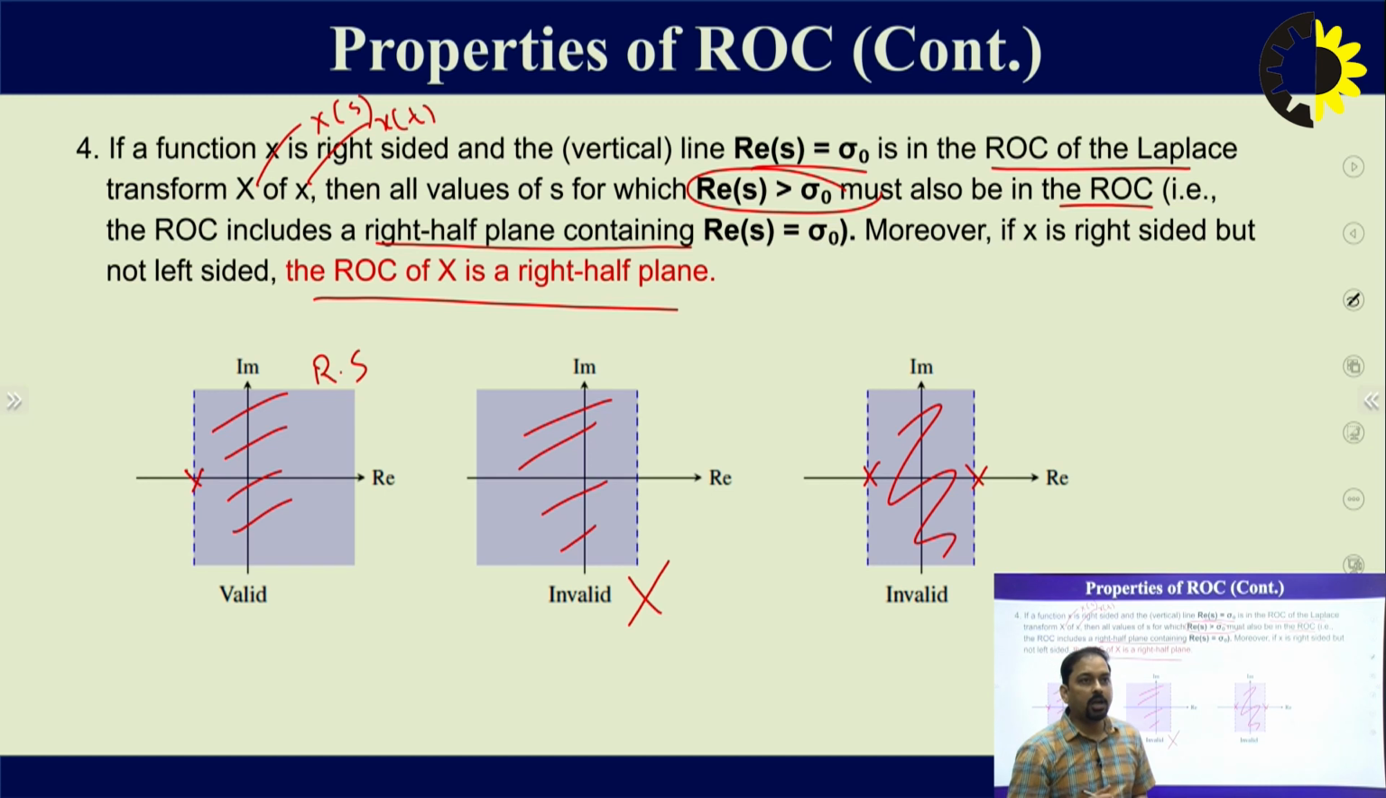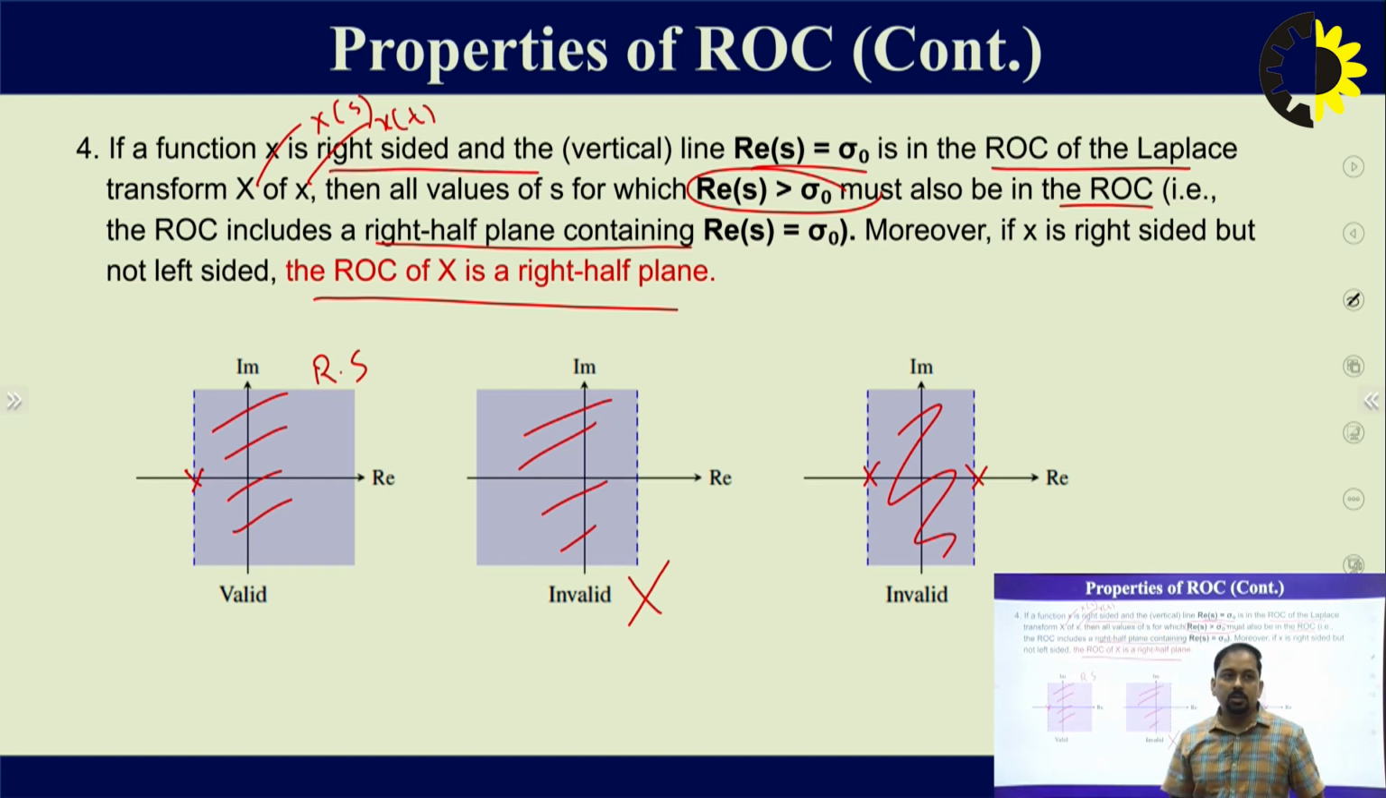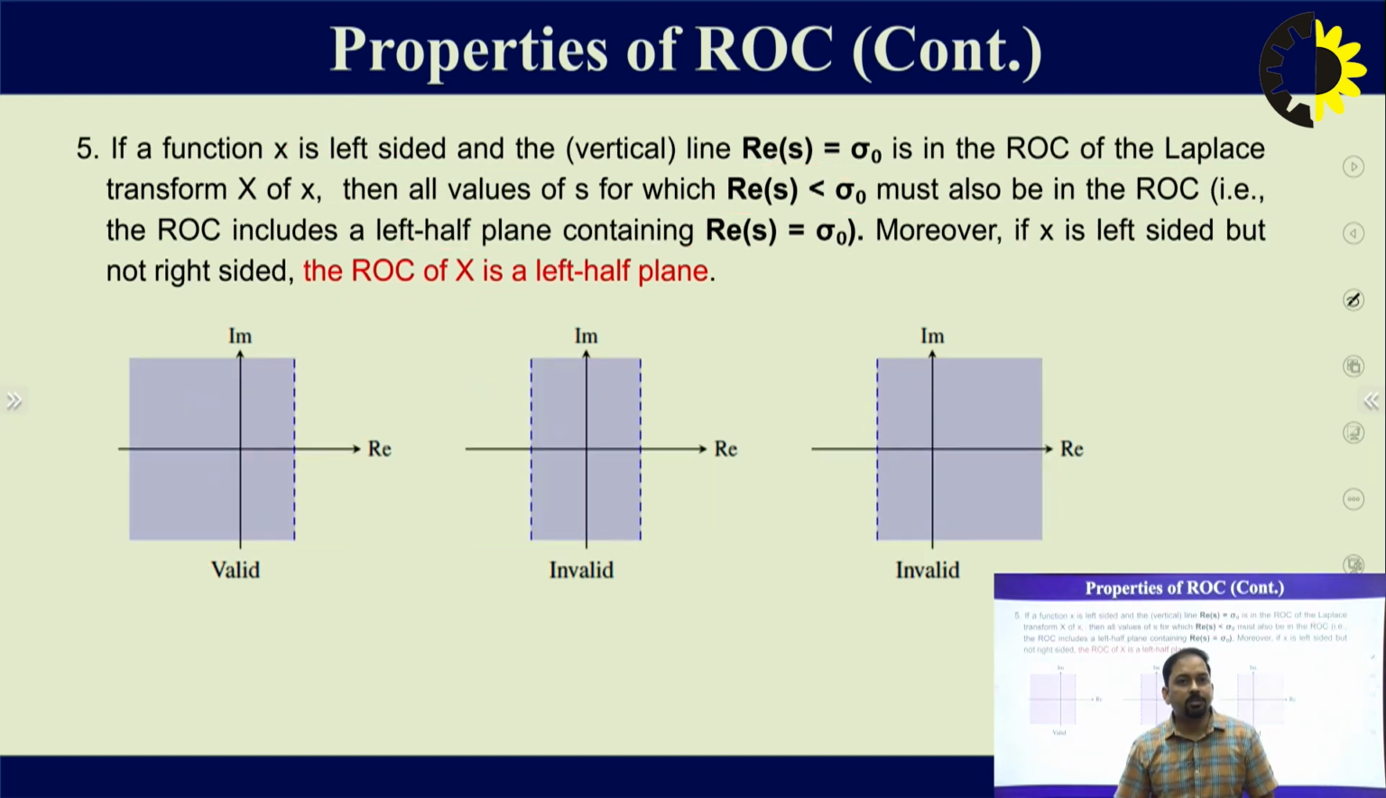But here we are talking clearly about the signal being a right sided signal. So definitely the ROC must be in the RHP, the right half plane. Similarly, if we talk about the fifth property: if the function x is a left sided signal and real part of s equal to sigma naught is part of the ROC, then all values with real part of s less than sigma naught must also be in the ROC.